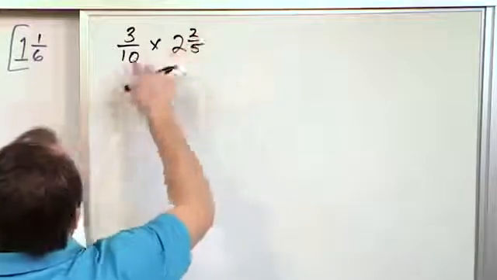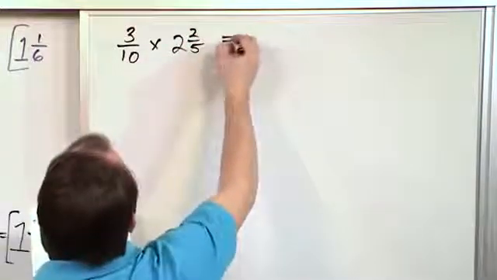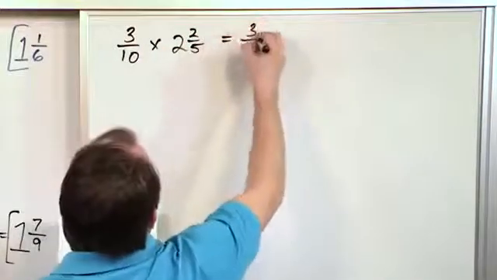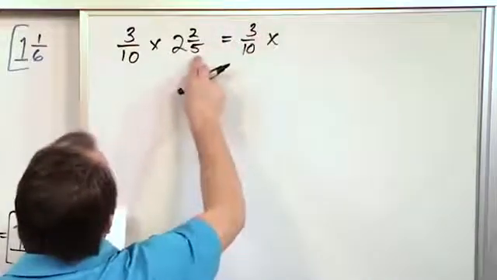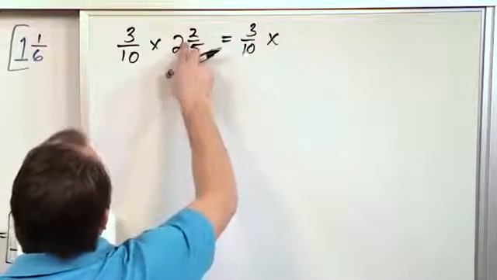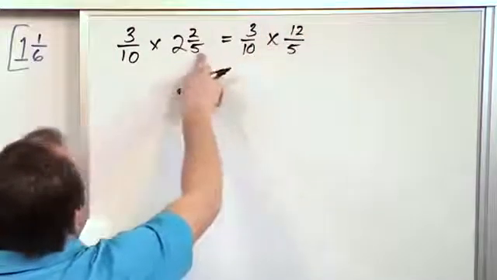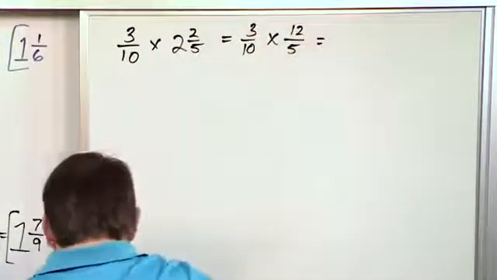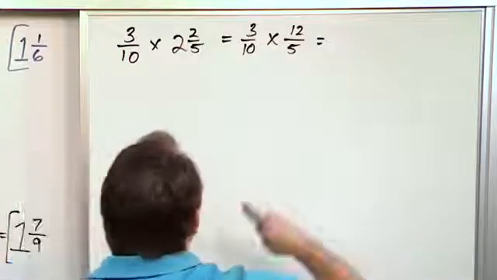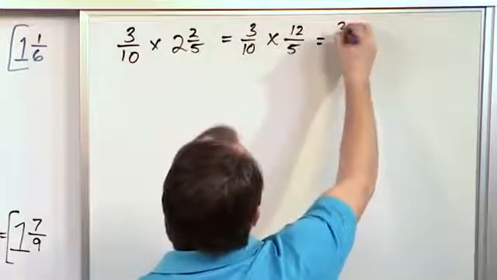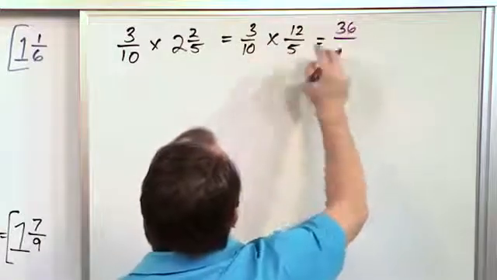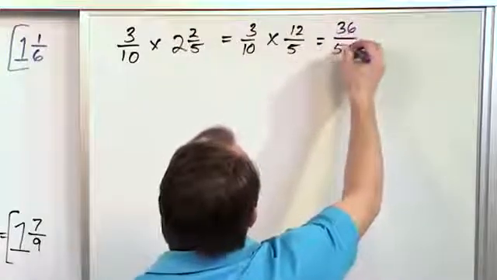What about 3/10 times 2 and 2/5? I would have 3/10, and I'm multiplying by this. I'm going to convert this. 5 times 2 is 10, plus 2 is 12, and I'll just write it over 5 as I always do. And then multiply the tops. 3 times 12 is 36. Multiply the bottoms. 5 times 10 is 50.